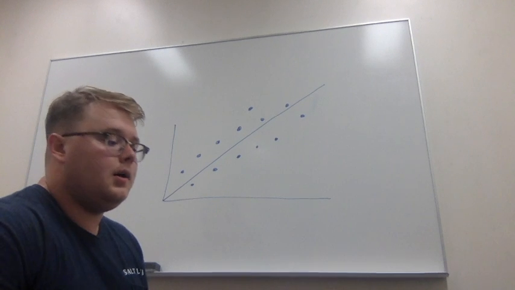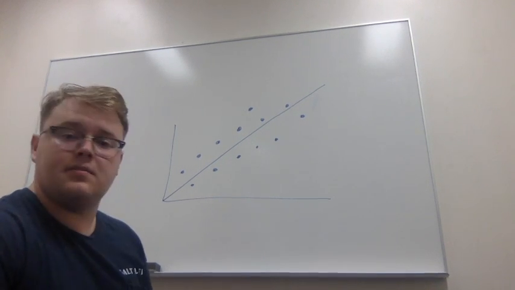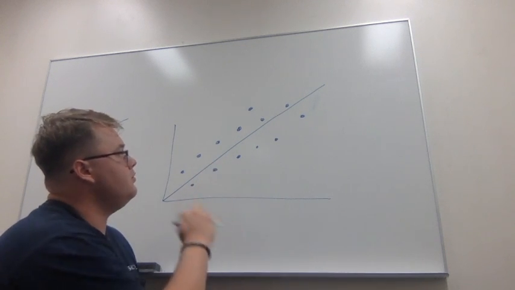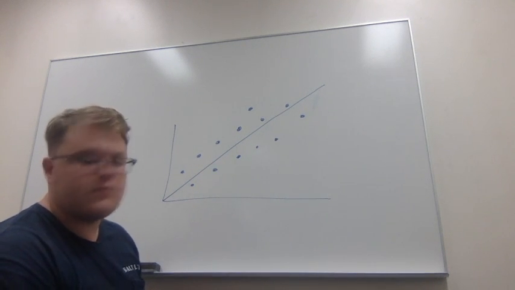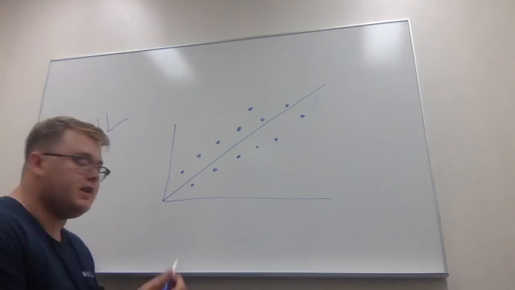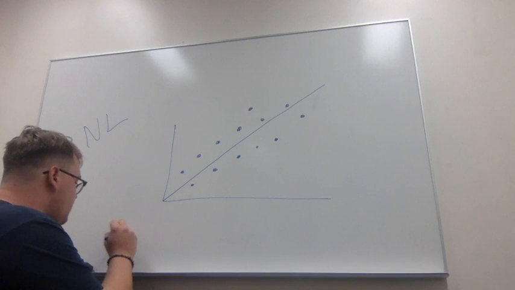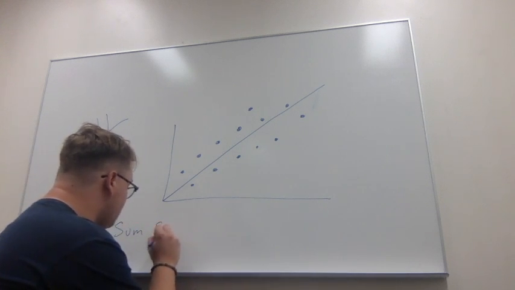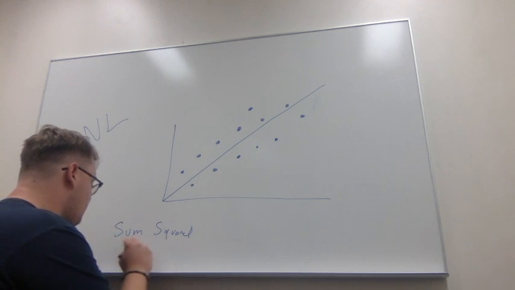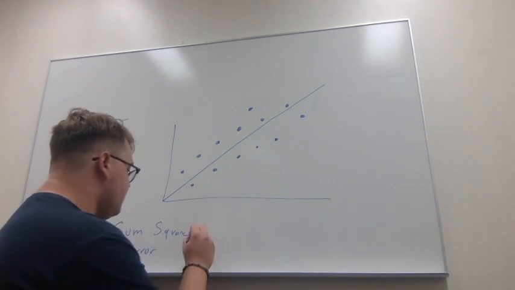And then, how does this make it nonlinear? Well, we're going to be adjusting this line to best fit our data points. And we're going to be doing that with something called the sum squared error, or SSE.